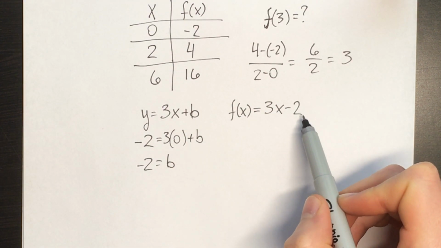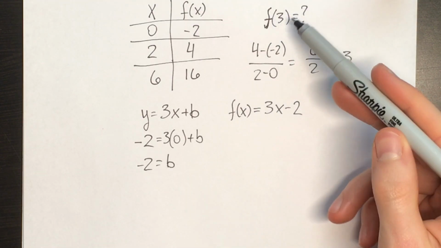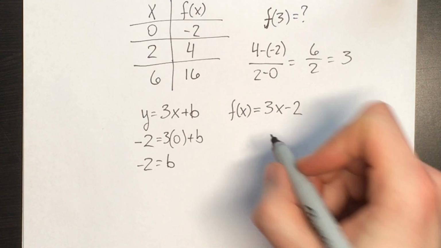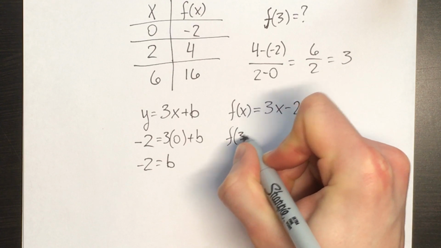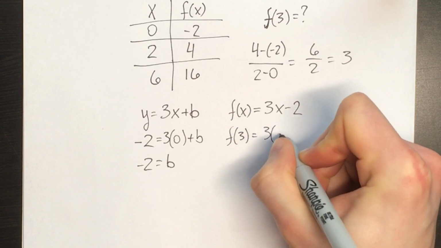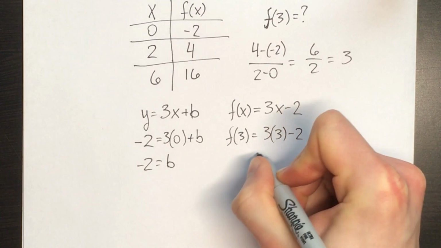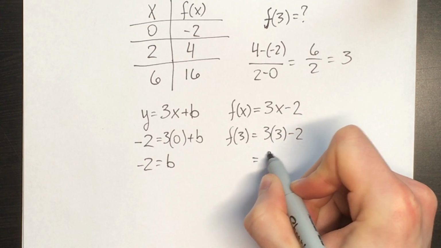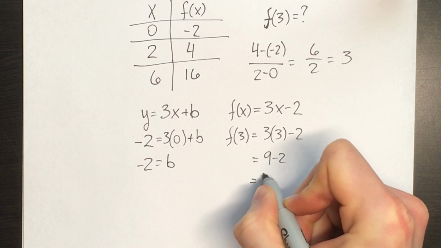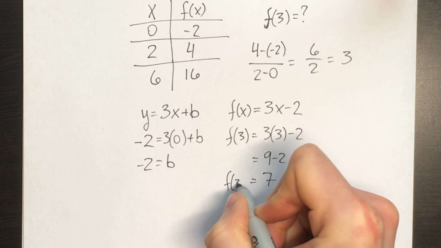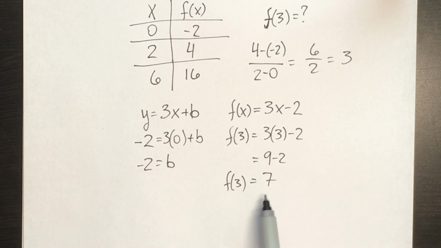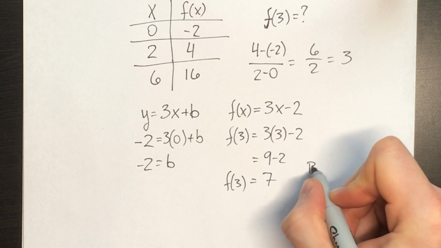So now that we're here, we're looking for f of 3, right? So let's just plug 3 into x and figure out what the output is. So f of 3 is equal to 3 times, we're putting in 3 for x, minus 2. So that's equal to 9 minus 2, which is equal to 7. So f of 3 is equal to 7, which is answer choice B.